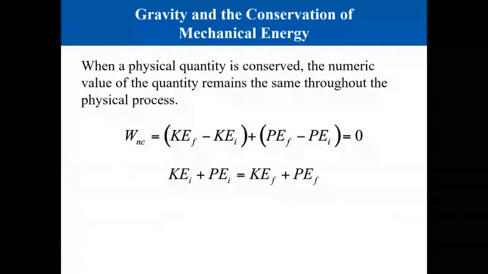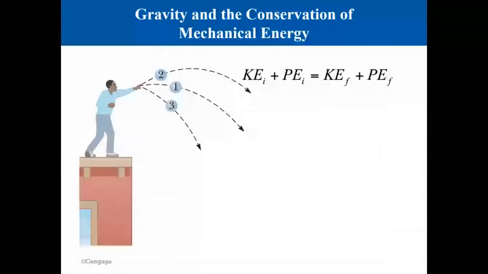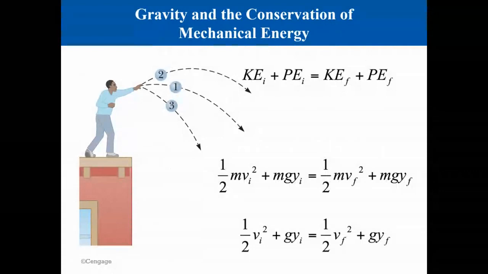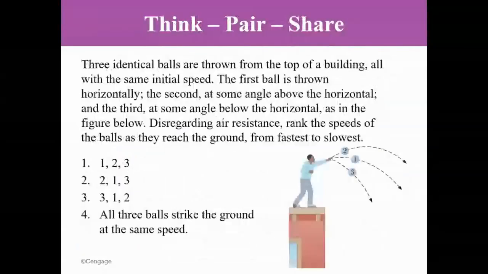So, long story short, this is what we're going to be looking at for today. They're saying the sum of the kinetic energy and gravitational potential energy remains constant at all times. It is a conserved quantity. This is what we're looking at today, and then afterwards, I'll show you the spring potential energy.